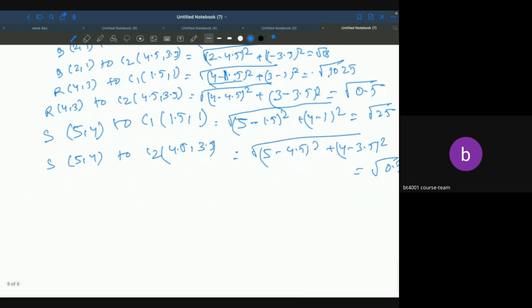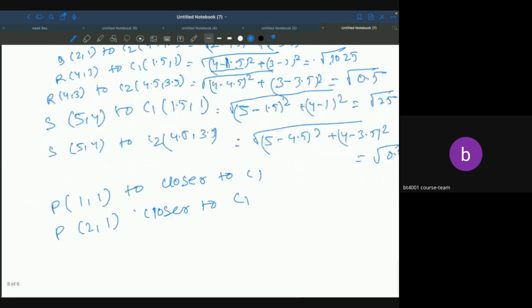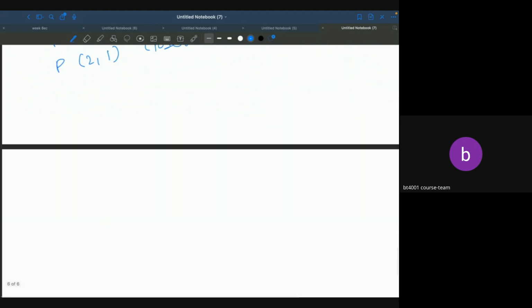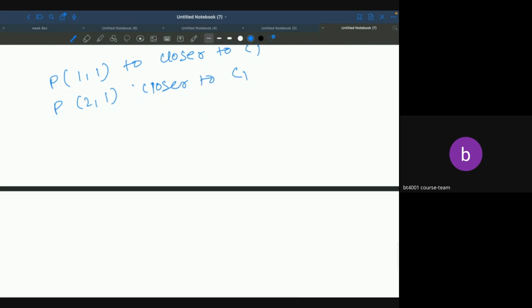Now based on the distance, P(1,1) is closer to C1, and Q(2,1) is closer to C1. Then R(4,3) is closer to C2, and S(5,4) is closer to C2, right?